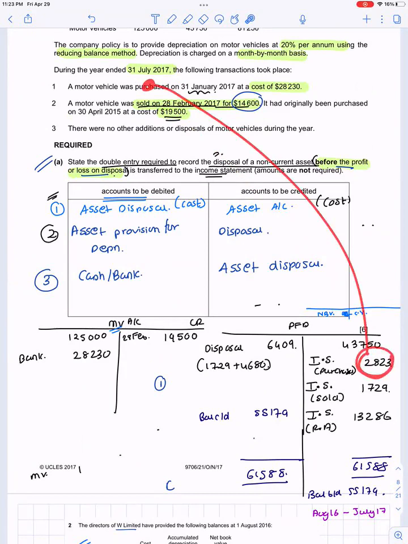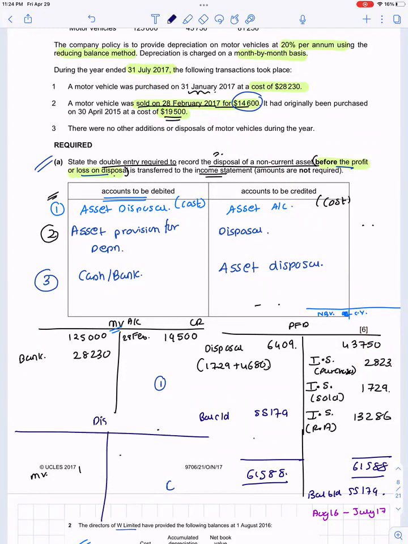Yes or no? Yes. So because of this, what happened? Profit decreased by 2,823. I don't need to make the disposal account. Transaction 2: you have sold the motor vehicle.